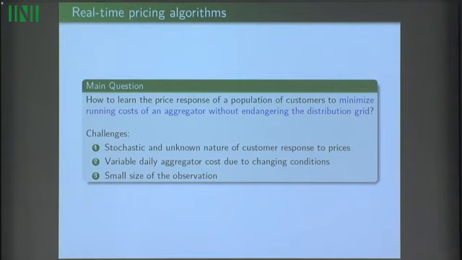There are challenges in that the customer's price response is stochastic, right? You don't do the same thing every day, and it's unknown to me. I have a variable daily cost, maybe due to very different reasons. Maybe wholesale prices are different, or the solar generation or other distributed renewable energy being generated in the distribution system is different every day. Small size of the observation: I can only interact with the load this way 365 days a year, right?